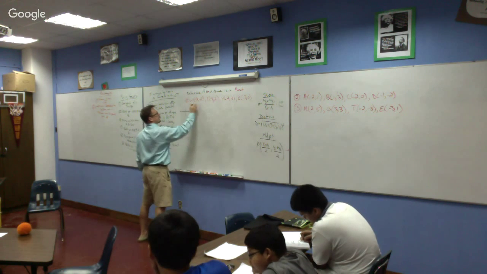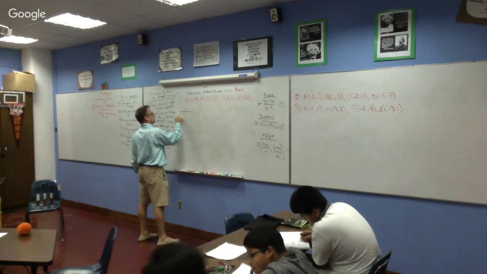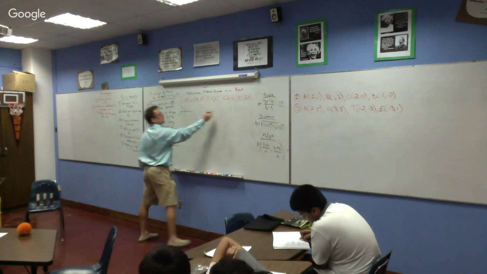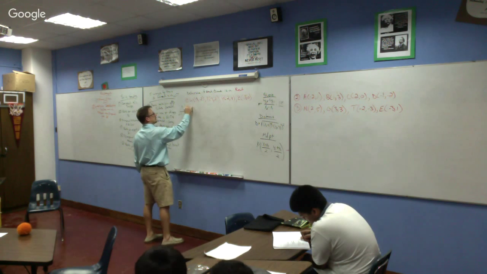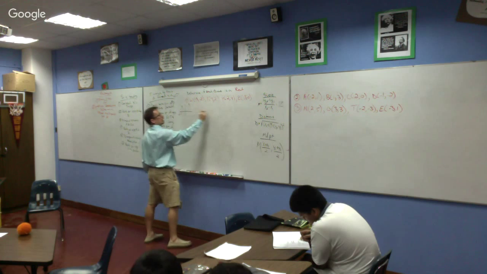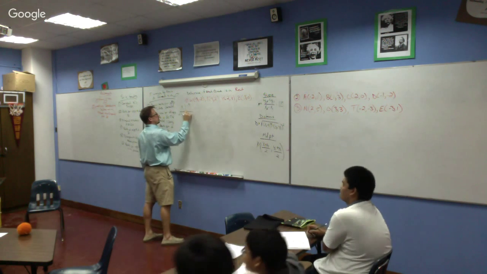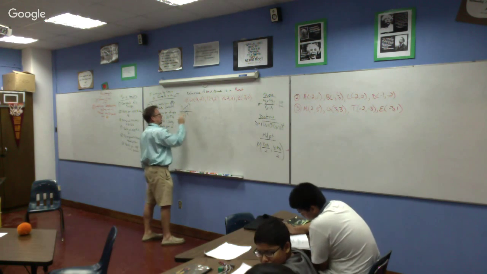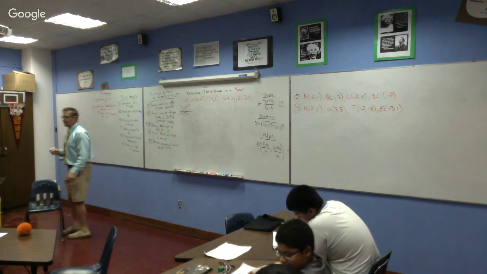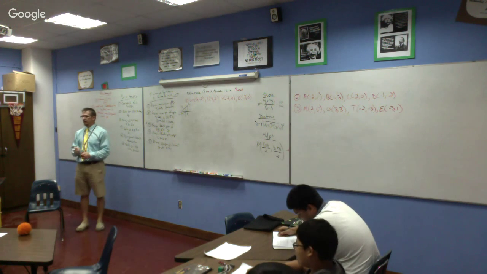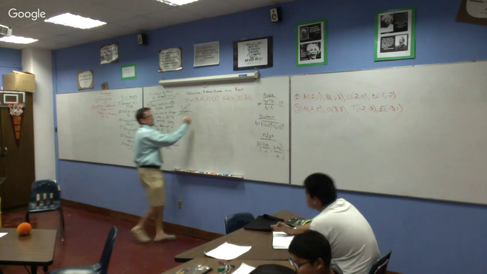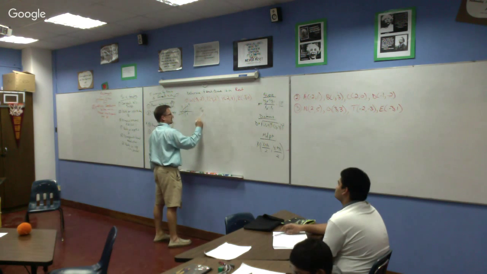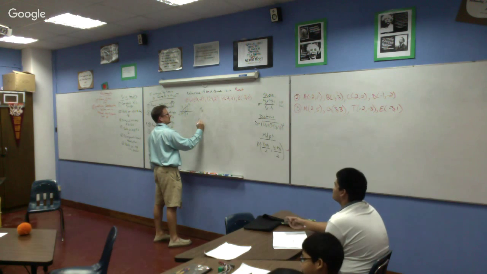So -3, -2, that's somewhere down here. That's W. -4, 2, that's X. 2, 4, let's see, that's Y. And 3, 0, that's Z. So now I need to find the slope of what sides? Segment XY.